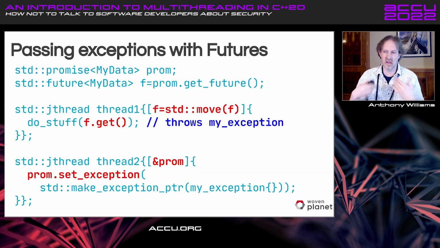And likewise, if you pass an exception in, which doesn't have to come from current_exception, you can create your own. Say I want to throw an exception of this type. So I'm going to create an object and call make_exception_ptr to get an exception pointer to it, pass it in, and call get in the other thread. And this time it will throw. So it won't call do stuff. It will throw the exception that was passed in.